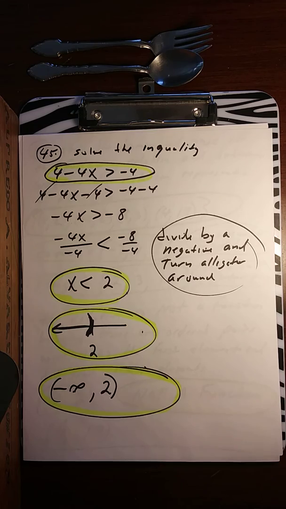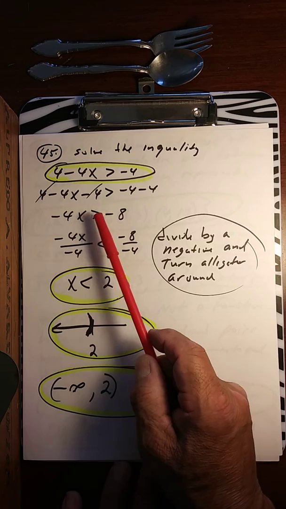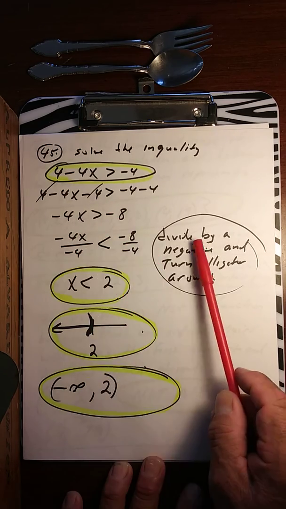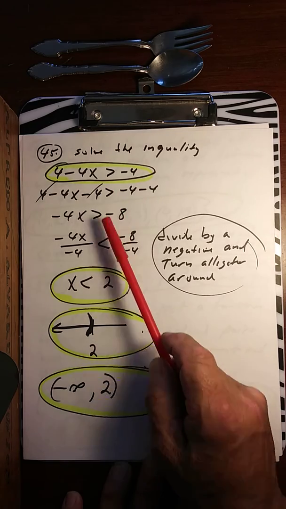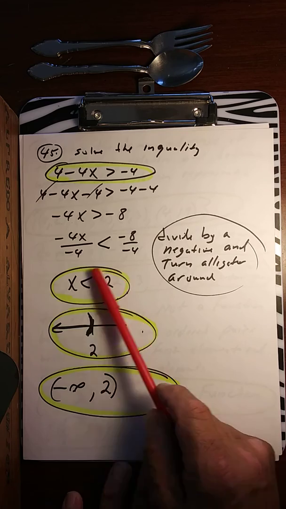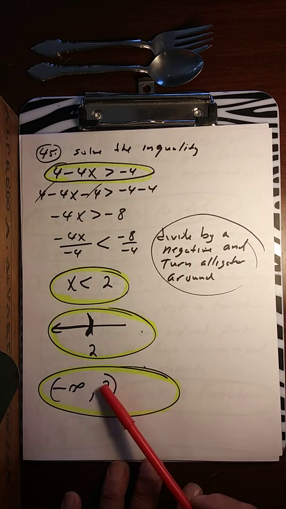Solve this inequality. 4 minus 4x is that, so minus 4, minus 4. Then divide by -4, and if you divide by a negative number, you have to turn the inequality sign around, so it's this way. Now it's going to go the other direction. Divide by -4, divide by -4, this is gone. x is less than 2, or from 2 that way, don't include the 2, or from 2 to -infinity.